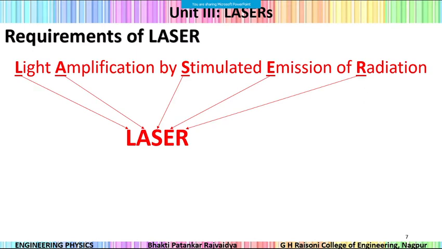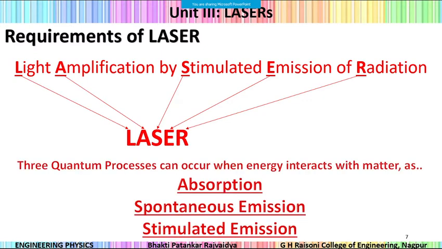So now let us come to the origin of laser. Now the requirement of lasers. If I want to make laser, which is light amplification by stimulated emission of radiation, I should have three processes. Okay, and these three processes are called three quantum processes. These are the processes when energy interacts with matter. Okay, laser is obtained from matter, maybe from solid, maybe from liquid, maybe from some gas. Laser can be created with the help of some energy interaction of matter.